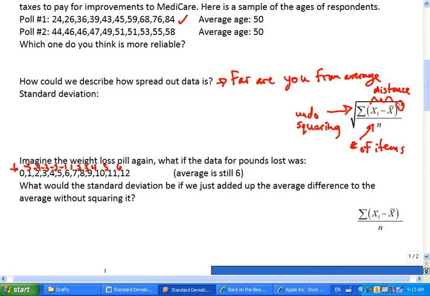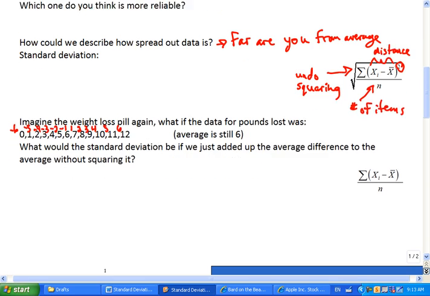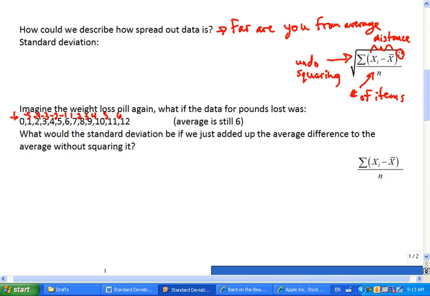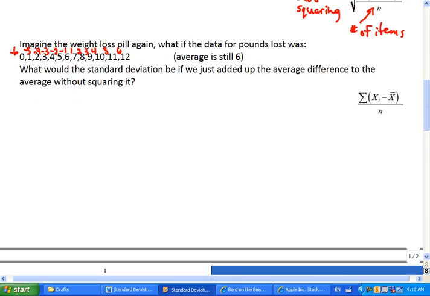So I don't expect you to work with the formula, but I'll show you it's a little easier if we just do an example on a table, and this is what you're going to be doing for your homework. But that's kind of where the formula comes from. We can't just do the difference because some would be negative, so we have to square it.